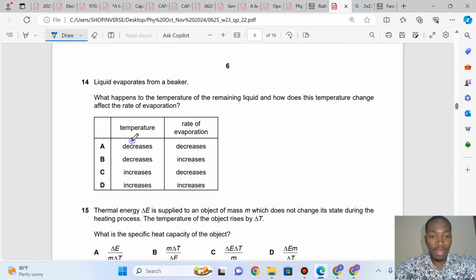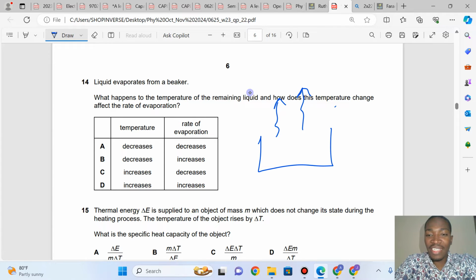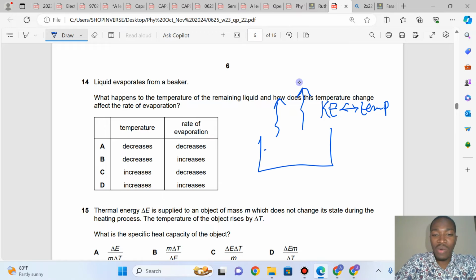Liquid evaporates from a beaker. What happens to the temperature of the remaining liquid? Good. Temperature of the remaining liquid now, not temperature of the liquid. When liquid evaporates from a beaker, it is the highly energetic particles, particles that have high kinetic energy, or higher temperature. Kinetic energy is related to the temperature. So particles with high kinetic energy leave the liquid, while particles with less energy will be left.